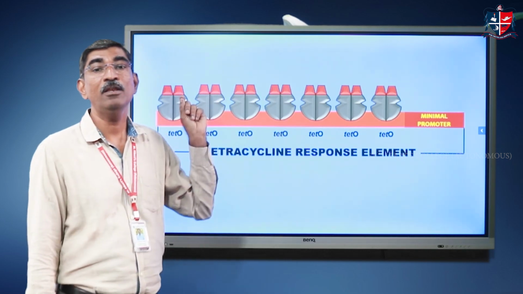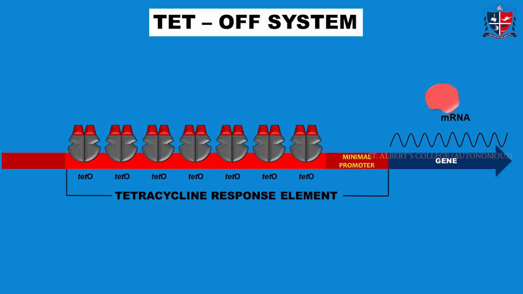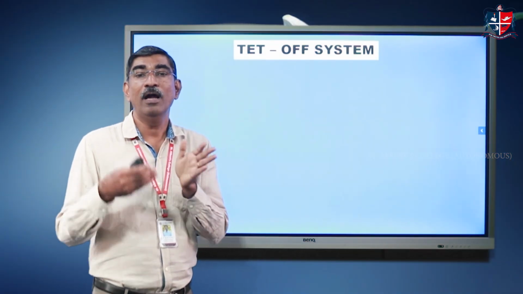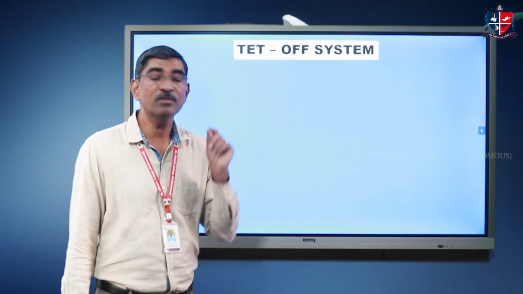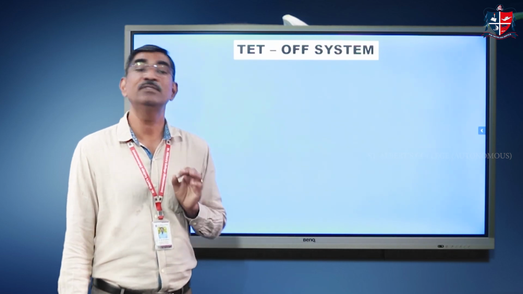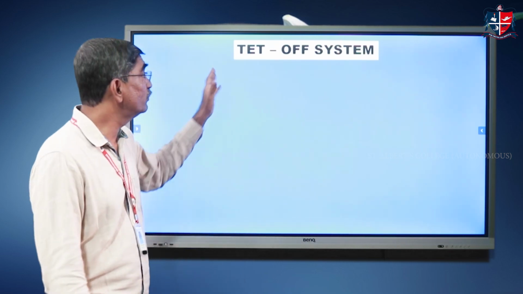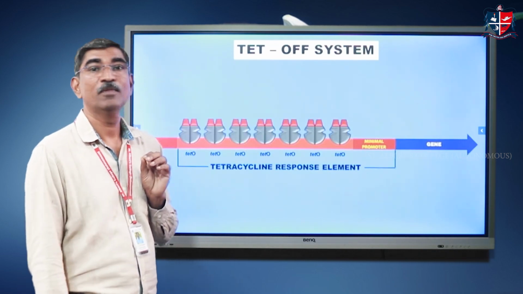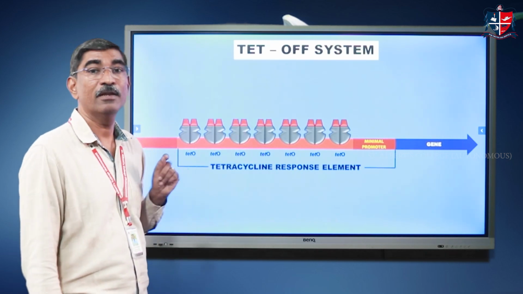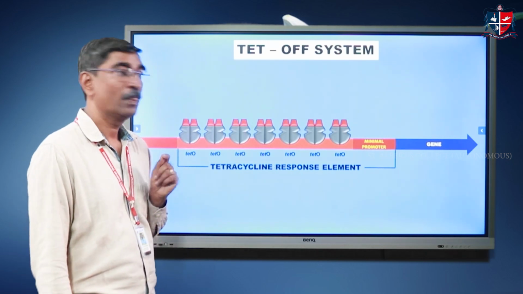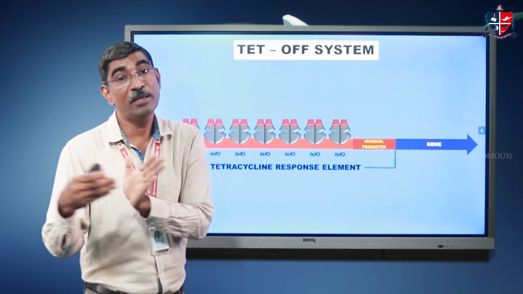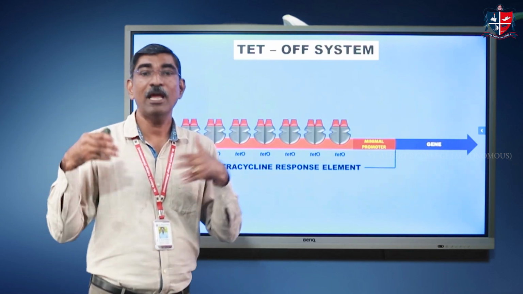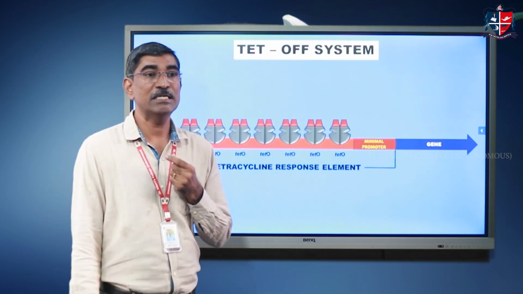the tetracycline operators. Now, the researchers have created 2 types of tetracycline expression systems. One is the tetracycline off system. Let us see how this tetracycline off system works. Here you can see the tetracycline response element. Then a downstream gene is there. It can be any gene. We can have any gene of our interest.